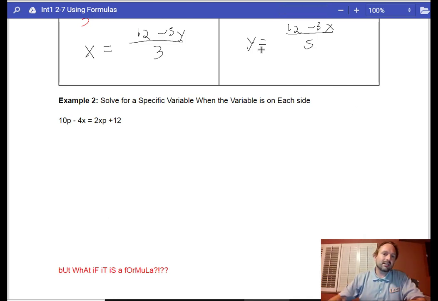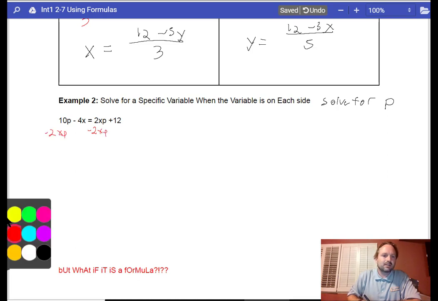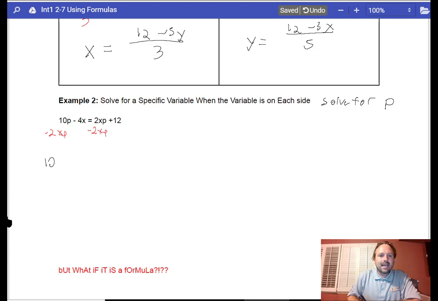All right, wait 1 second. I forgot to mention, let's solve for p. So solve for p. So write this down. Solve for p. All right, so what we're going to do is we're going to subtract by 2x. We're going to move everything that's p to one side. So we're going to subtract by 2xp on this side. So I get 10p minus 2xp minus 4x is equal to 12.